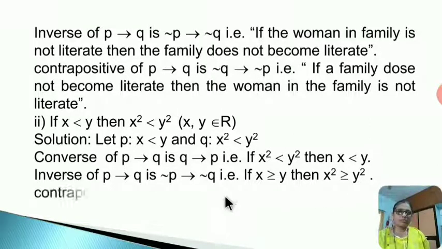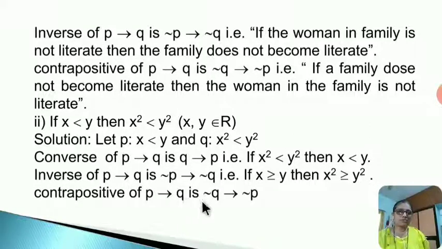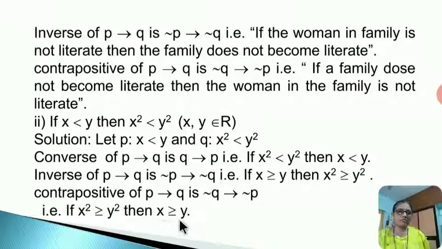Now the contrapositive of P implies Q is negation Q implies negation P. And therefore it is: if x square is greater than or equal to y square, then x is greater than or equal to y. These are the converse, inverse and contrapositive of the given conditional statements.